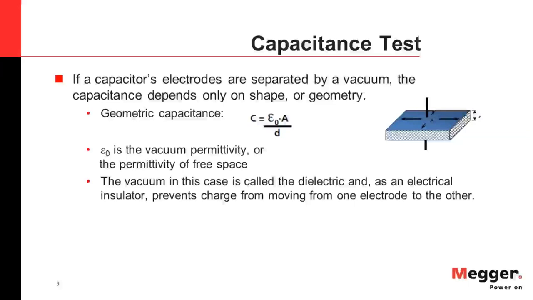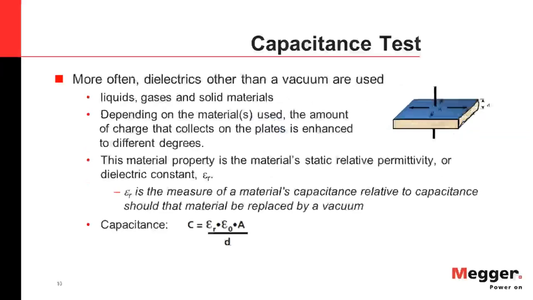Now, more often, dielectrics other than a vacuum are used, including various liquids, gases, and solid materials, all of which have very good insulating properties. Depending on the material used, the amount of charge that collects on the plates is enhanced to different degrees, and therefore capacitance changes just by switching from one material to another. This material property is the material's so-called static relative permittivity, or dielectric constant.